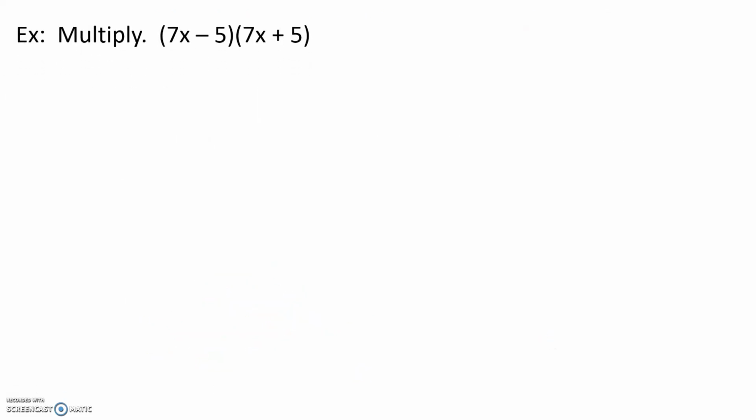Next, let's multiply 7x minus 5 times 7x plus 5. So once again, when multiplying polynomials, multiply the first term and the second term of the first polynomial to the first term and the second term of the second polynomial.